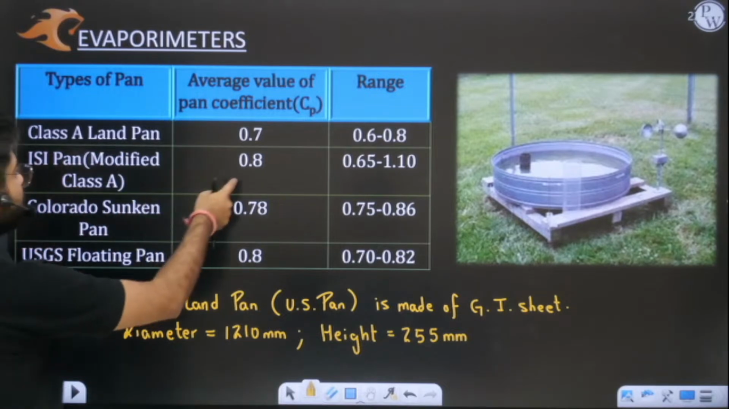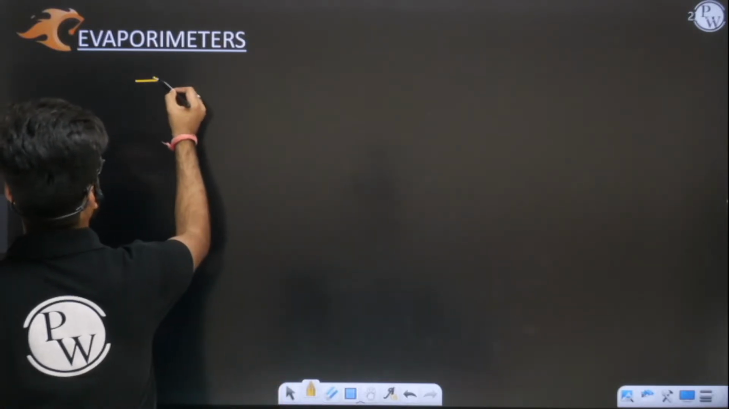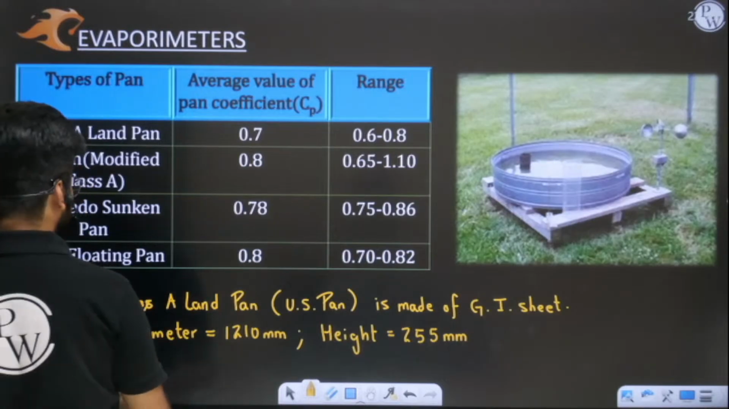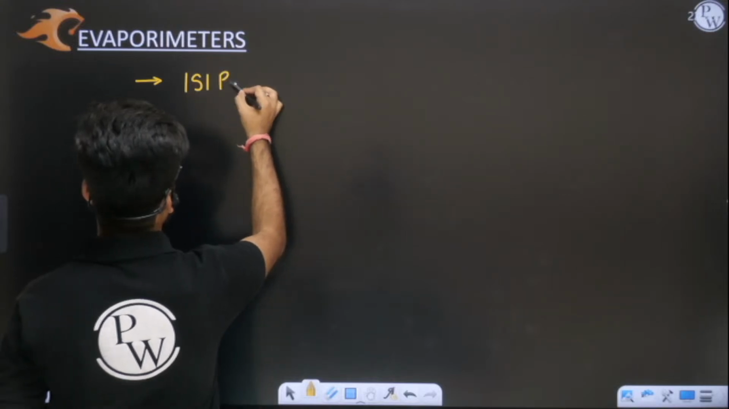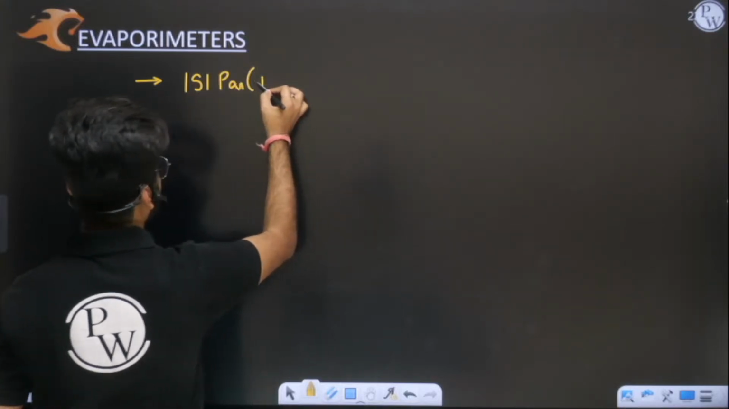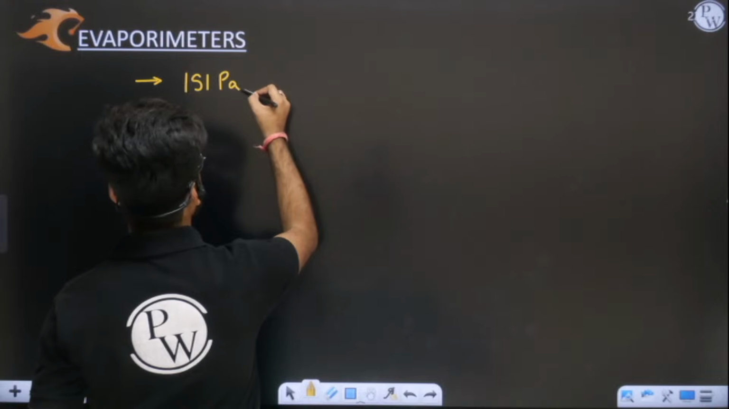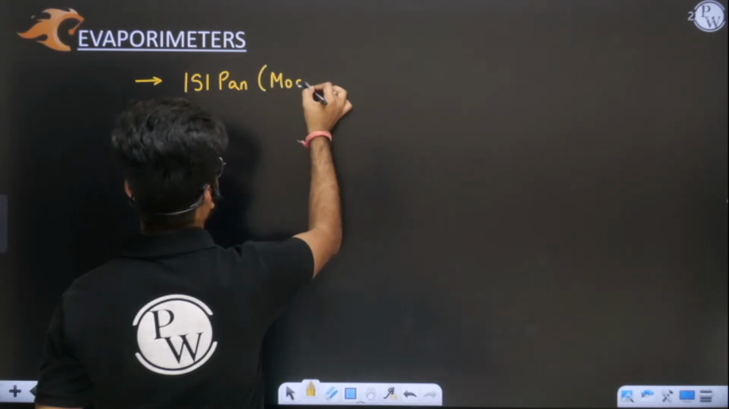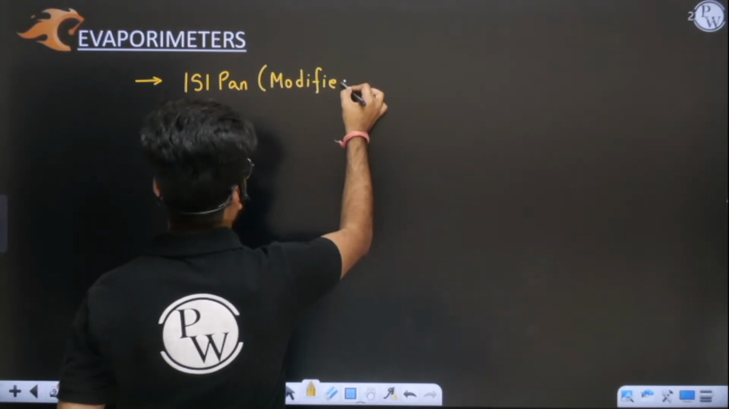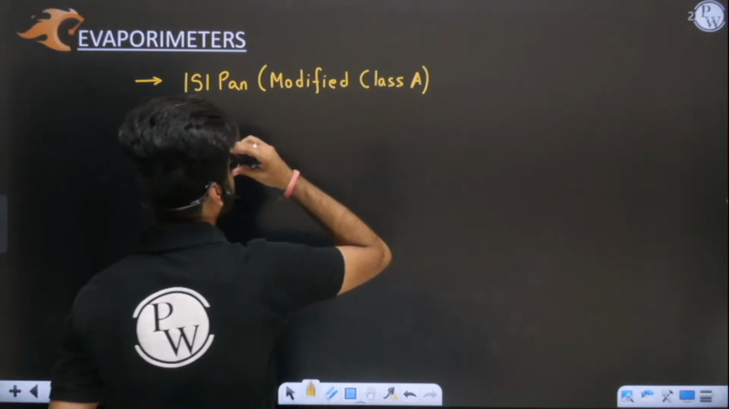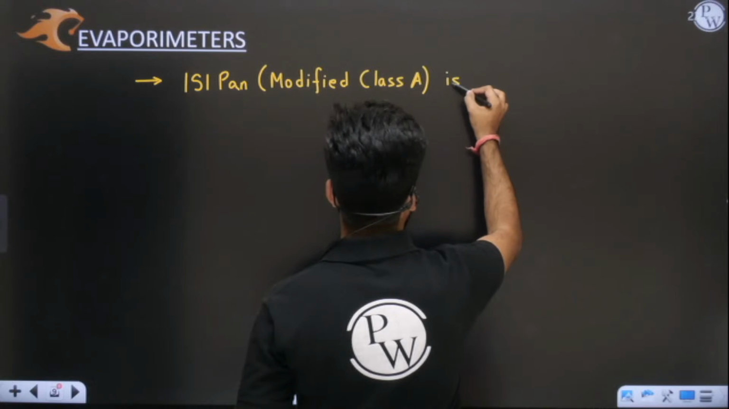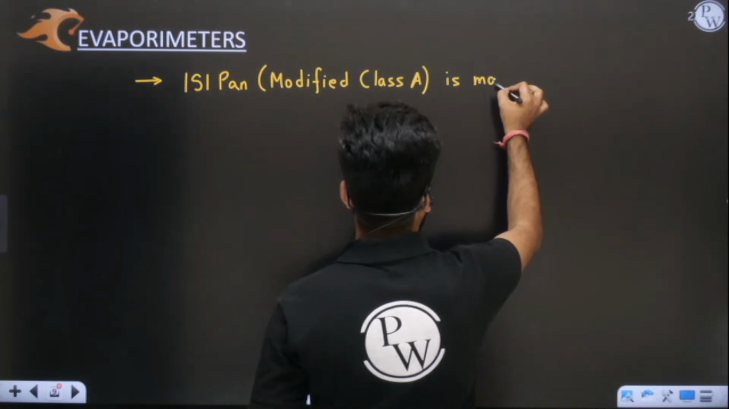Remember the pan coefficient here. This also we will discuss right now. So this is class A pan. Then we have Indian standard pan, ISI pan. ISI pan is also known as modified class A.